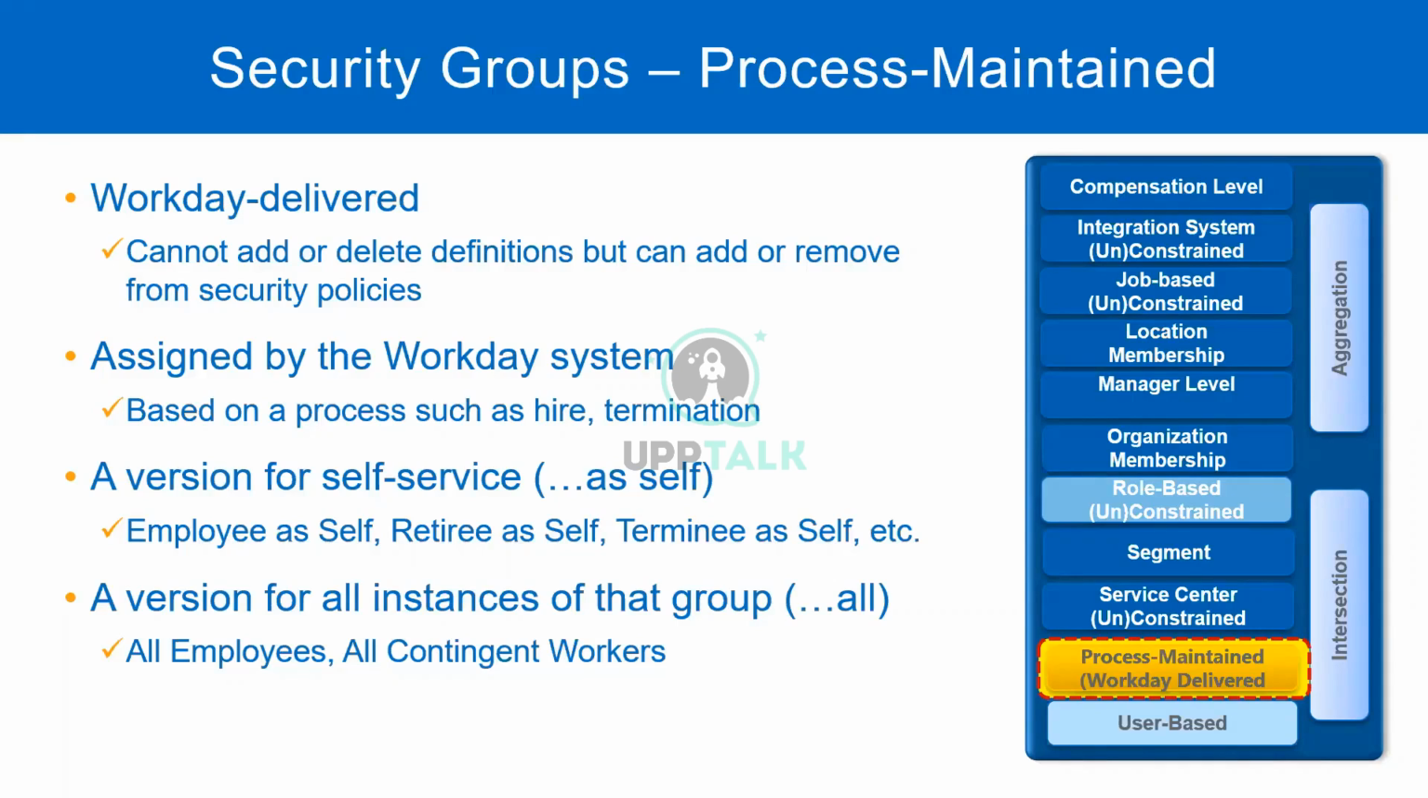We can change the permissions. We can change the domain security policy permissions. We can change the business process security policy permissions. But can we assign a user to the process maintain security group? The answer to that would be no, we cannot do that. We cannot assign a user to the process maintain security group. That is the difference between the other type of security groups and this one.